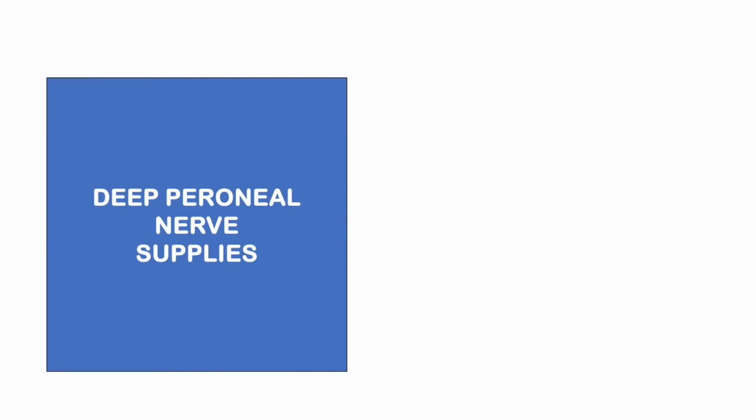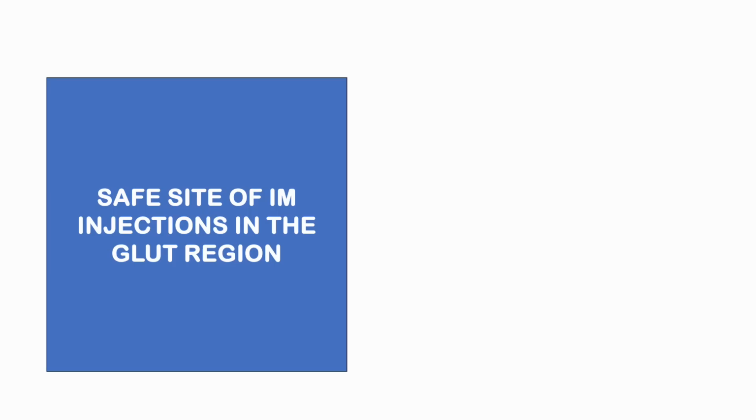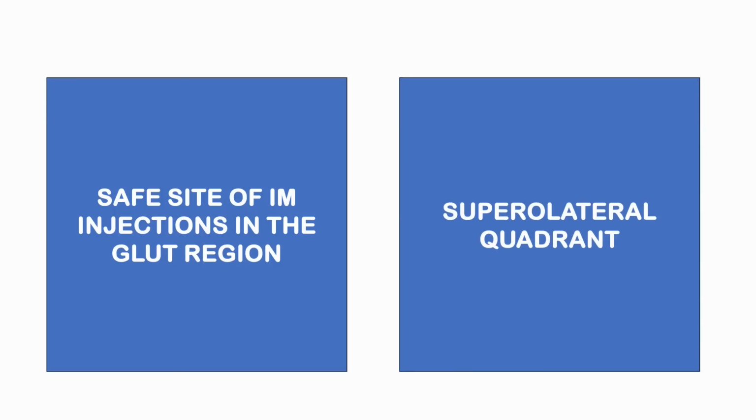Deep peroneal nerve supplies the first web space of the foot, which is L4, L5. Safe site of intramuscular injections in the gluteal region is the superolateral quadrant.